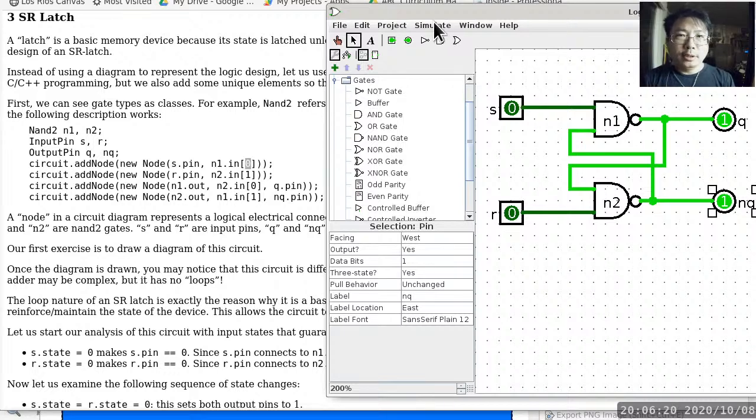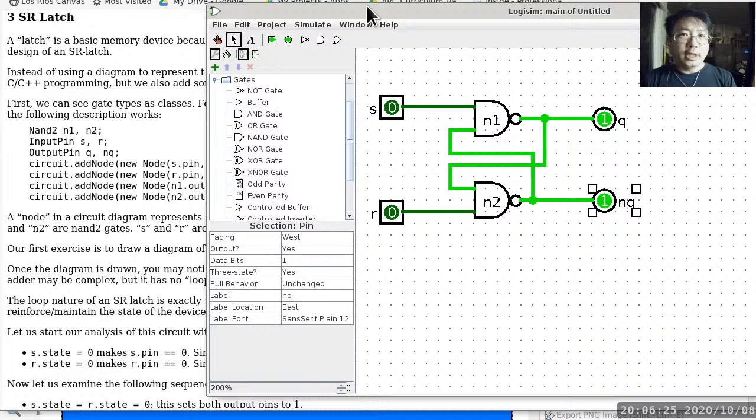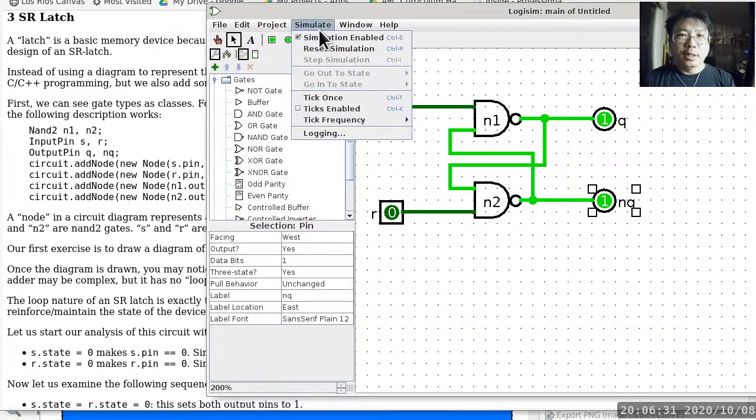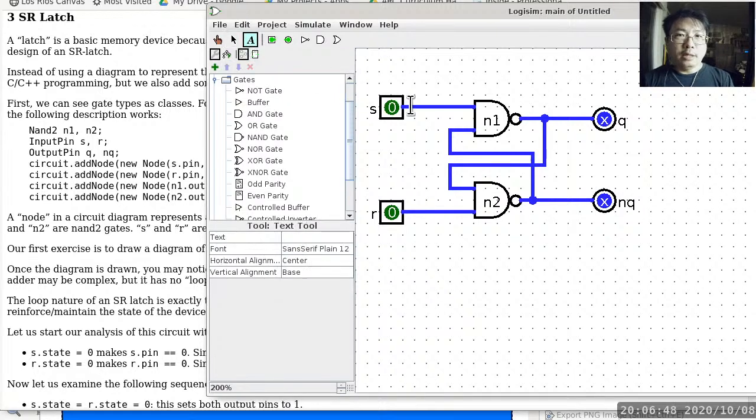So what I'll do now is I'm going to make you guys think. Even though LogicSim is more than capable of showing you the behavior of this circuit, I want you guys to think about it. So I'm going to turn off simulation, and reset simulation so that we don't see any values on the wires. We'll just have to do this the hard way, the manual way. So, what if S is 0 and so is R? What do you think is going to be the output at Q and also not Q?